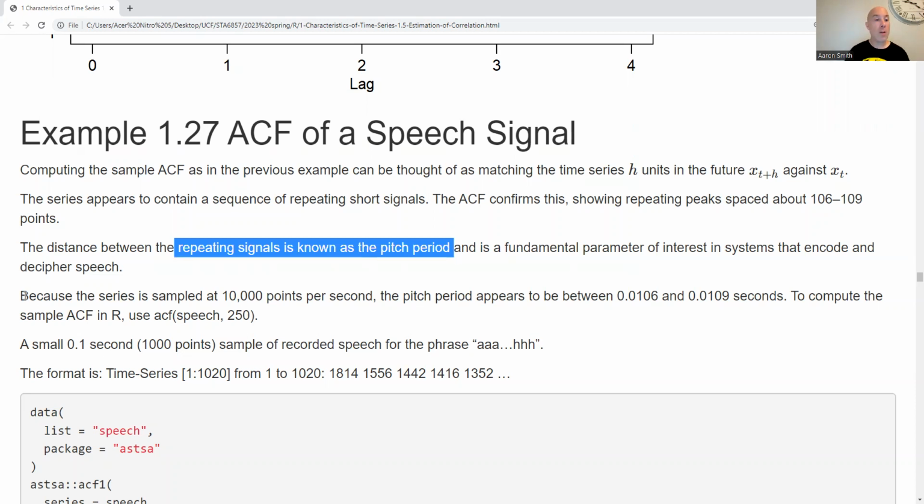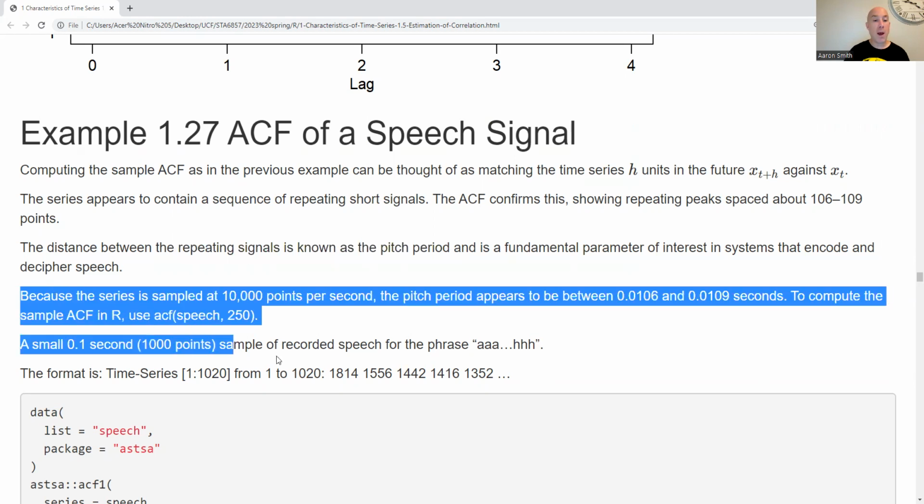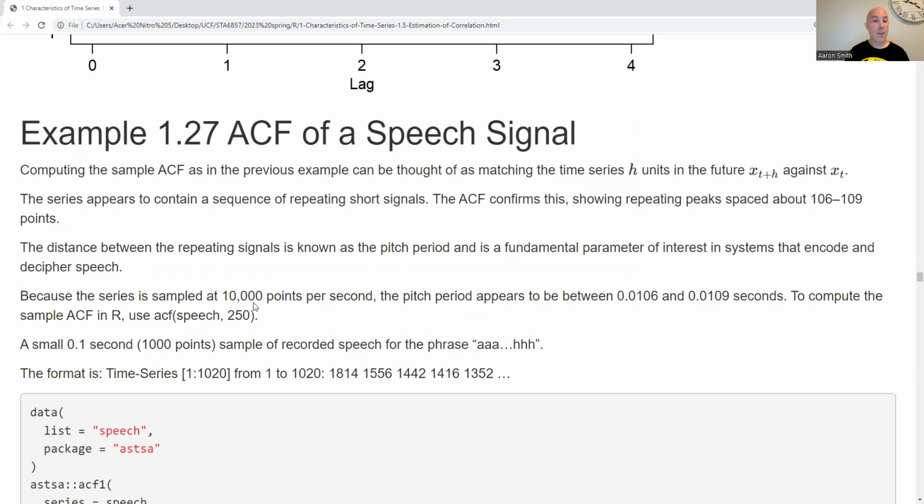Now, here's information about the data set that's being pulled from R. I copied and pasted this from R. It's sampled at 1,000 points per second, and the pitch period is between 0.0106 and 0.0109 seconds. And to compute this, to figure out the autocorrelation, we're going to use the speech function with 250.